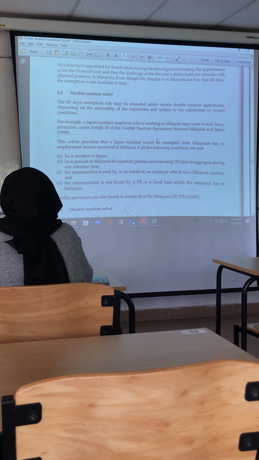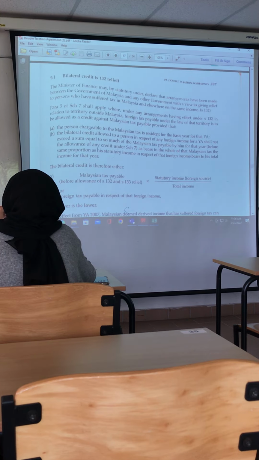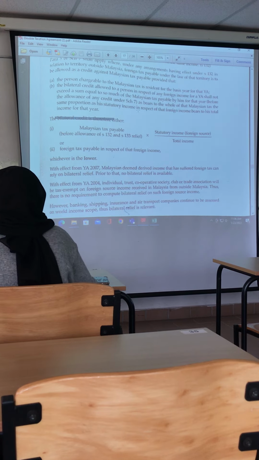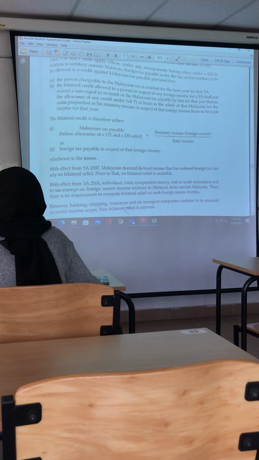Double tax relief, okay, this one proceeds as bilateral and unilateral. So what's the difference between bilateral and unilateral? Look at this, the bilateral: Malaysian tax payable times statutory income, which is the foreign source income over total income. Remember just now, once you know your foreign income, times by 24%. You compare that with your foreign tax payable on the foreign income.